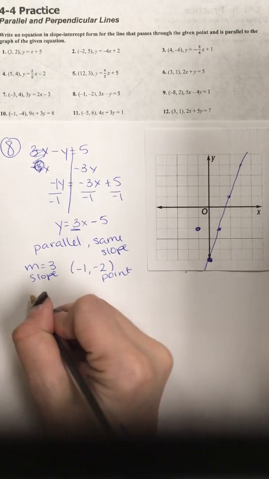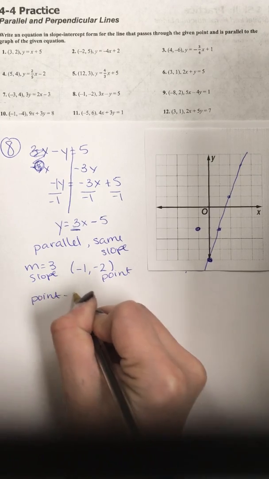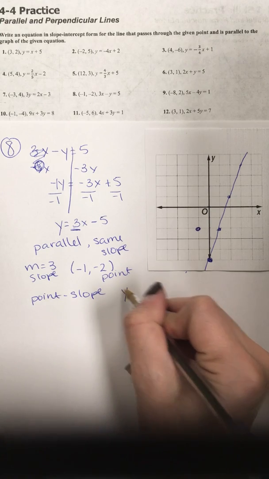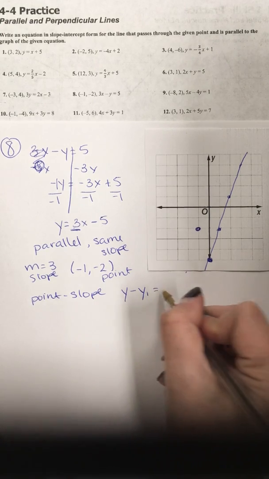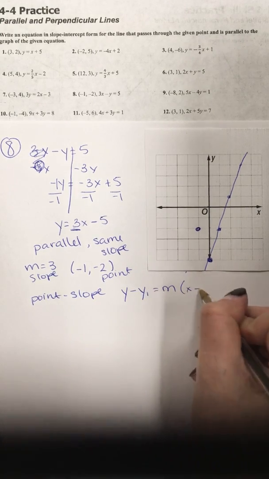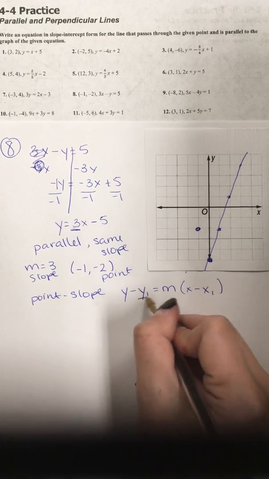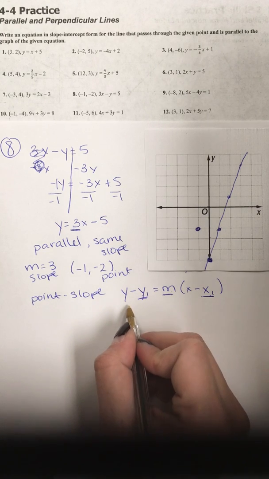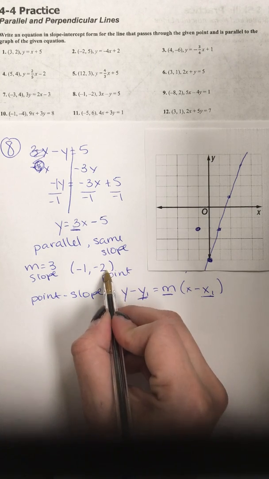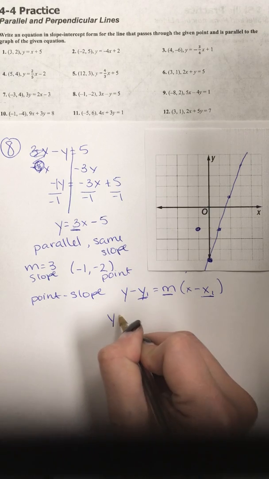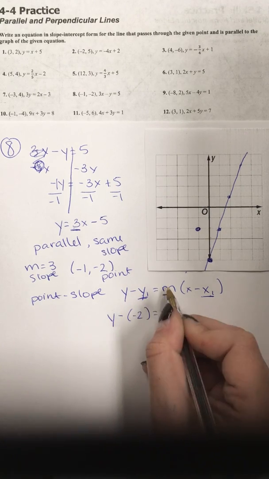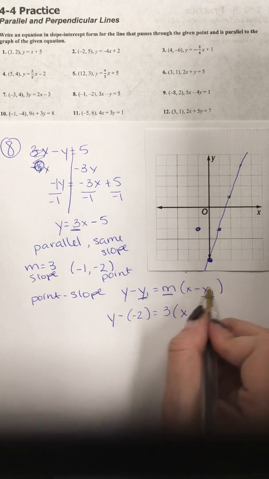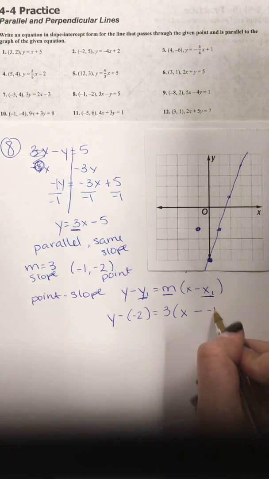You should have the point-slope equation memorized by now, but just in case you don't, it's y minus y1 equals m times x minus x1. And I'll plug in values for my y1, my m, and my x1. I'll plug in a negative 2 for my y1, so I'll get y minus a negative 2 equals my m, which is 3, times x minus my x1, which is a negative 1.